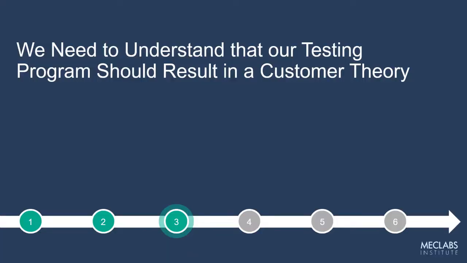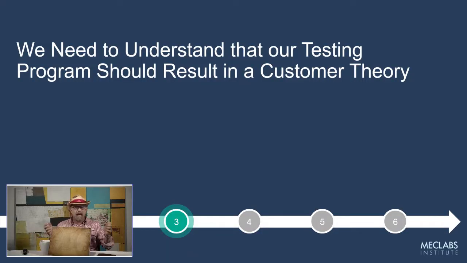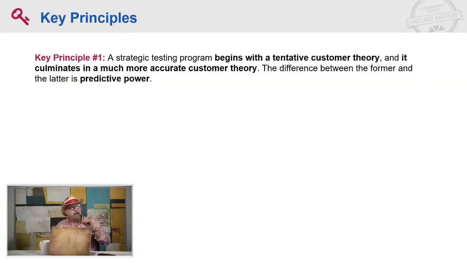So, we need to understand, and this is the second point. So the first was, we need to understand the nature of customer theory. What is it? You can't aim for it if you don't understand it. But if you are understanding it, then we need to understand basically that our testing program, the apex of that program, is customer theory. So, a strategic testing program, and this is a key principle, begins with a tentative customer theory. It's just tentative. Every entrepreneur starts with this.